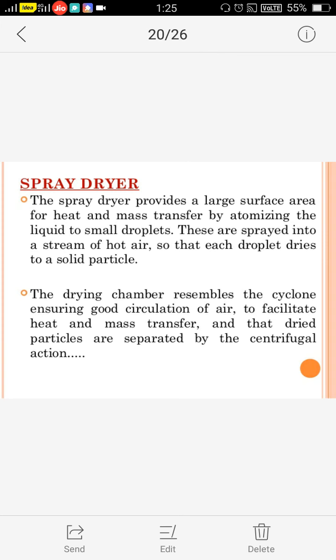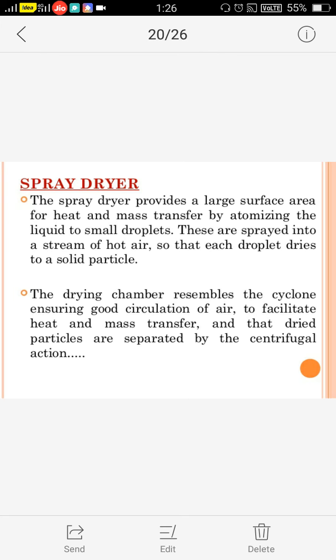Today our topic is spray dryer. The spray dryer provides large surface area for heat and mass transfer by atomizing the liquid into small droplets. These are sprayed into the stream of hot air so that each droplet dries to a solid particle. That is the principle of spray dryer.